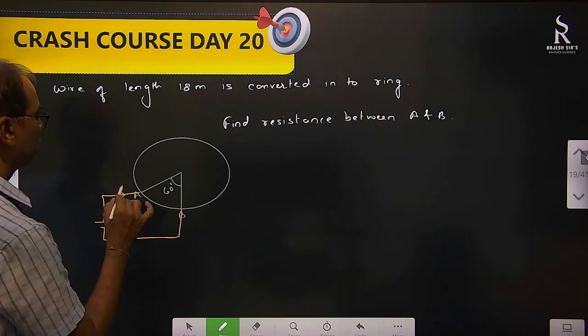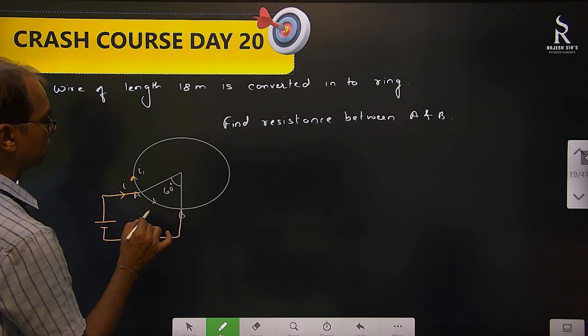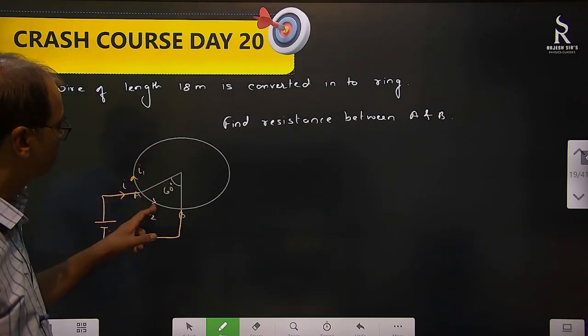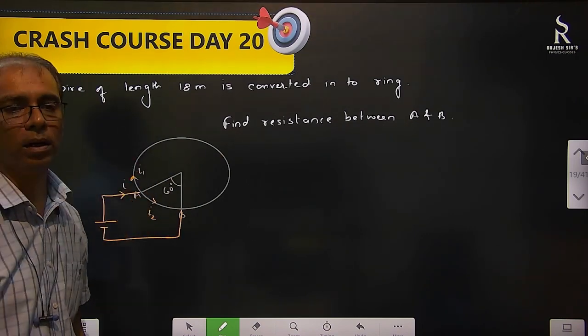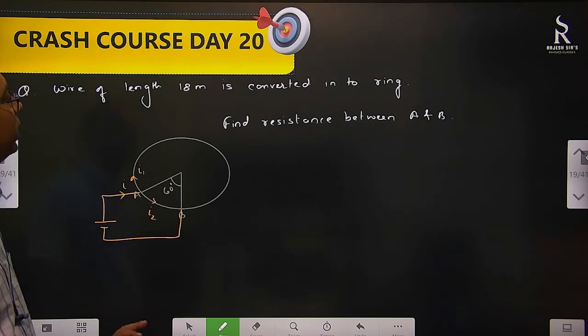So when current goes like this, current is going to divide into two parts like this. This current will go in this way, this current will go in this way. So this section and this section actually are parallel. They are parallel. First of all, let's find resistance.